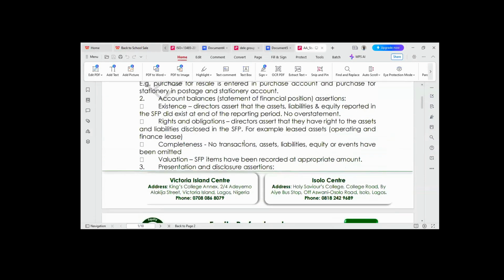Okay, then you have completeness also under the assertions based on account balances. So as regards completeness, right?